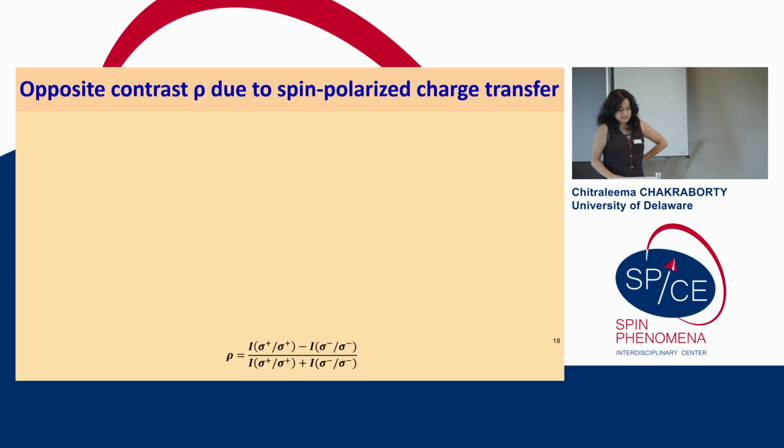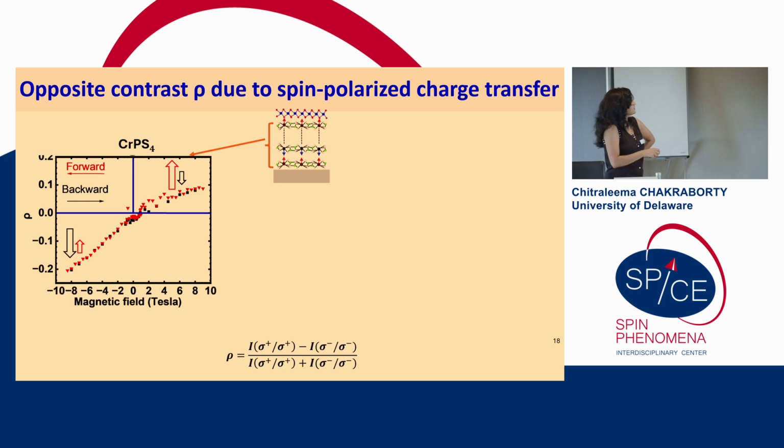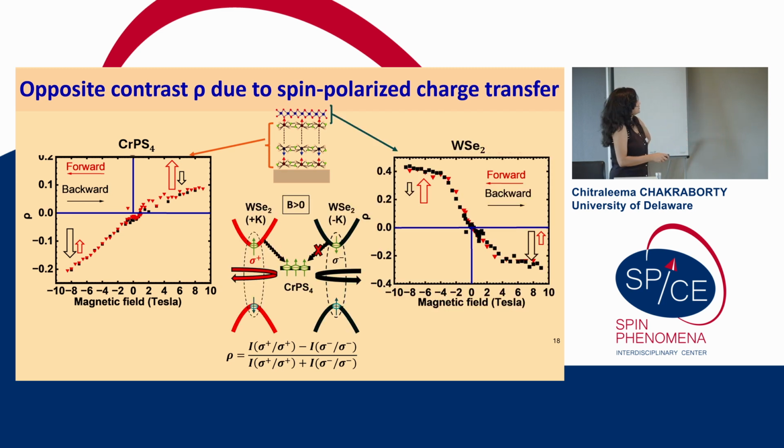So next we computed the polarization contrast for all the magnetic fields, and this is the trend that we see for the CrPS4. At the positive field we get more upward moments, and at negative field we get more downward moments, and for the WSe2 you can see that the trend is reversed. So one of the reasons why this is happening is because of the charge transfer effect.